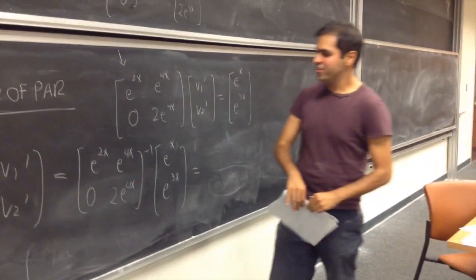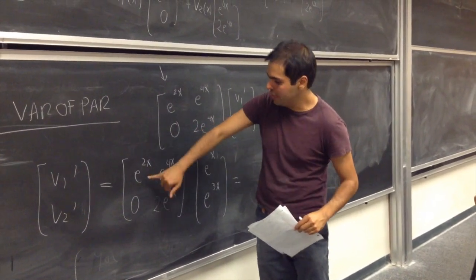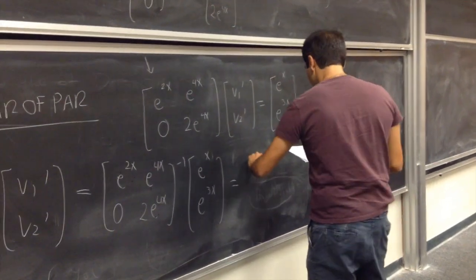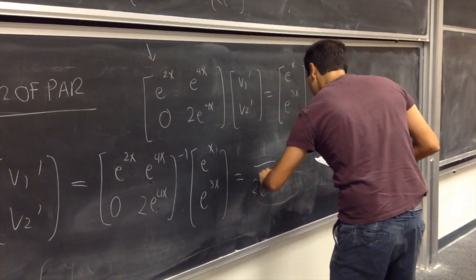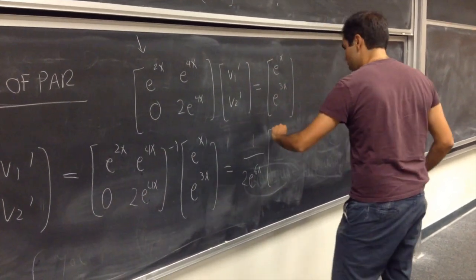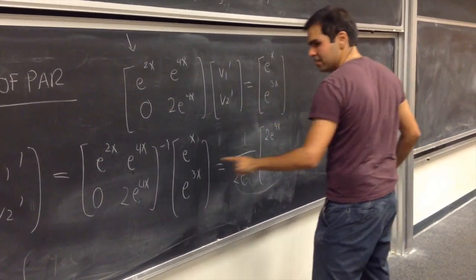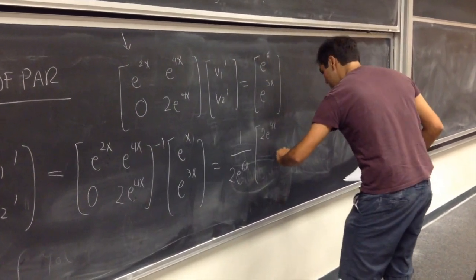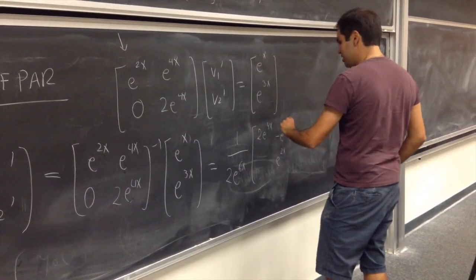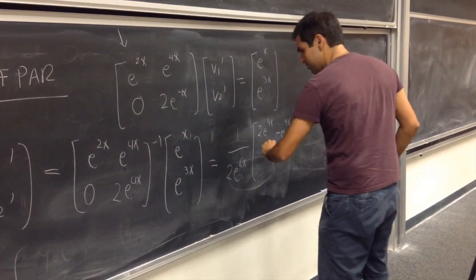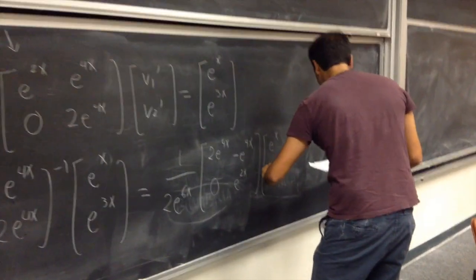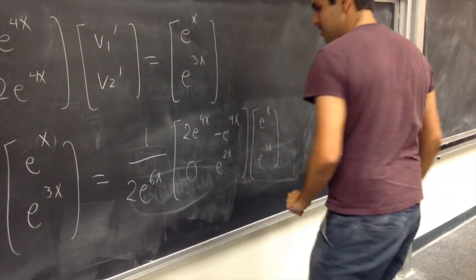Okay, let's find the inverse. Remember, it's 1 over the determinant. The determinant is e to the 2x times 2e to the 4x, which becomes 2 e to the 6x, so we have 1 over 2 e to the 6x. And then you just interchange those two, so 2e to the 4x and e to the 2x. And for the other things, you just put a minus sign, so minus e to the 4x and the minus 0, which is 0. All this applied to the vector (e to the x, e to the 3x). Great.